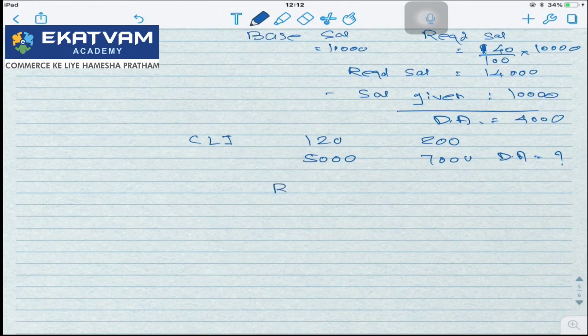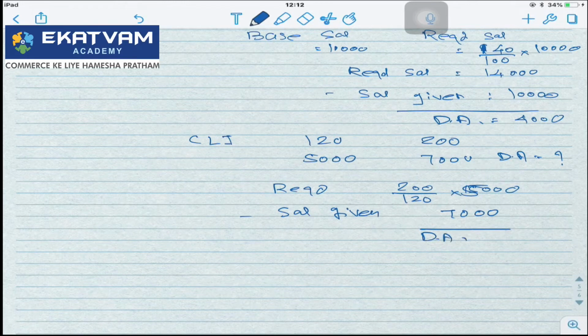Then required salary is equal to 200 over 120 into 5,000 into 5,000. This is the required salary, minus salary given, which is not to be considered 5,000 now, but is considered to be 7,000. That difference is dearness allowance.